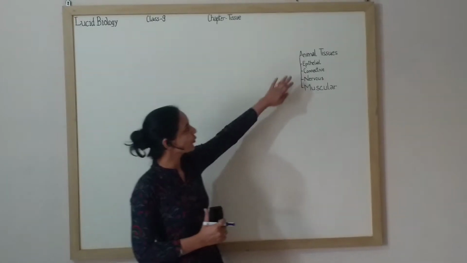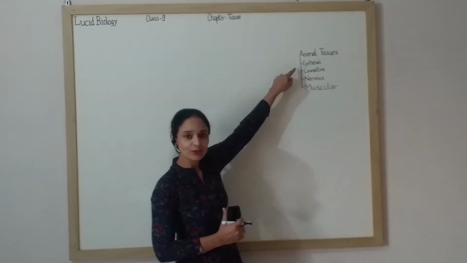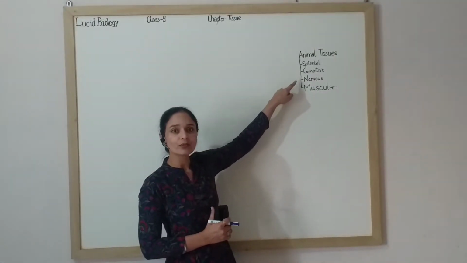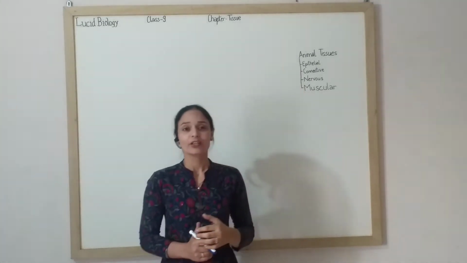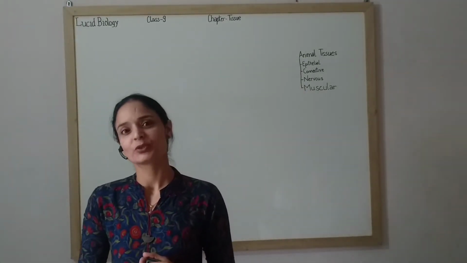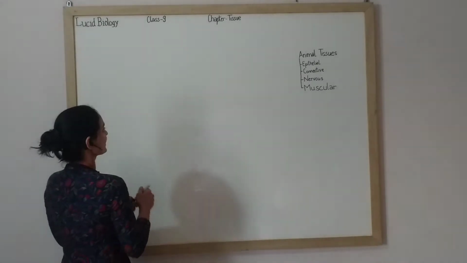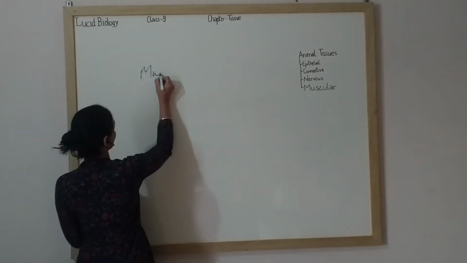Animal tissue is of 4 different types: epithelial tissue, connective tissue, nervous tissue, and muscular tissue. In today's video, we are going to study muscular tissue in detail. So let's get started. Muscular tissue.